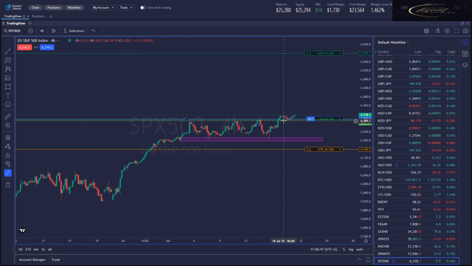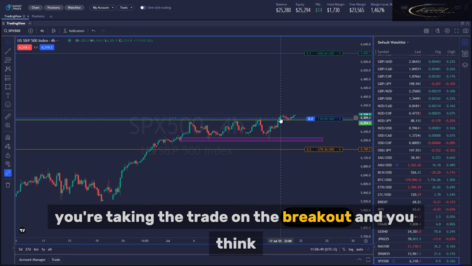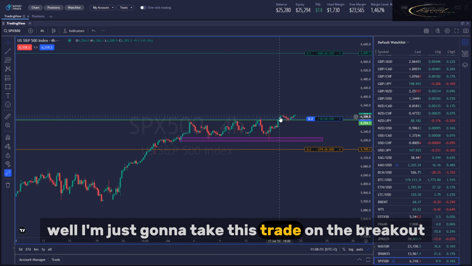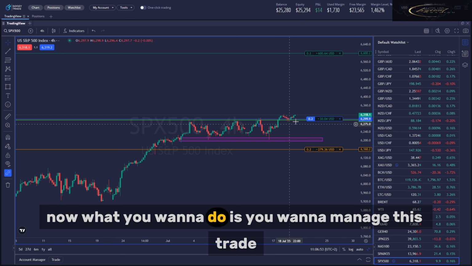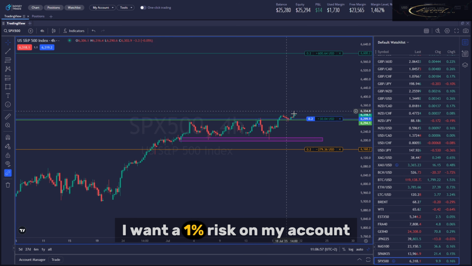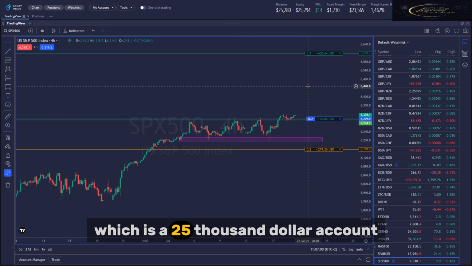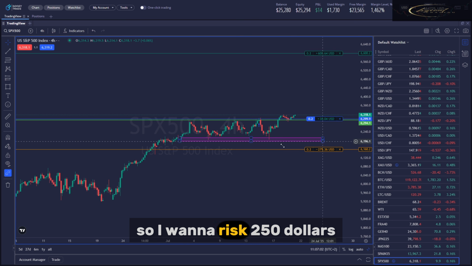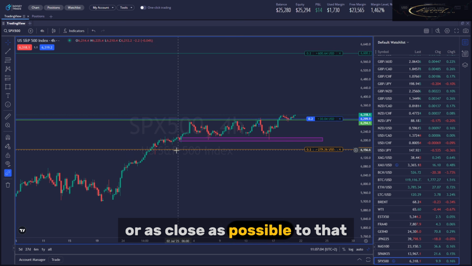So what you do, you're taking the trade on the breakout. Now what you want to do is manage this trade. And the best way to do that is to say, I want a 1% risk on my account, which is a $25,000 account. So I want to risk $250 or as close as possible to that.